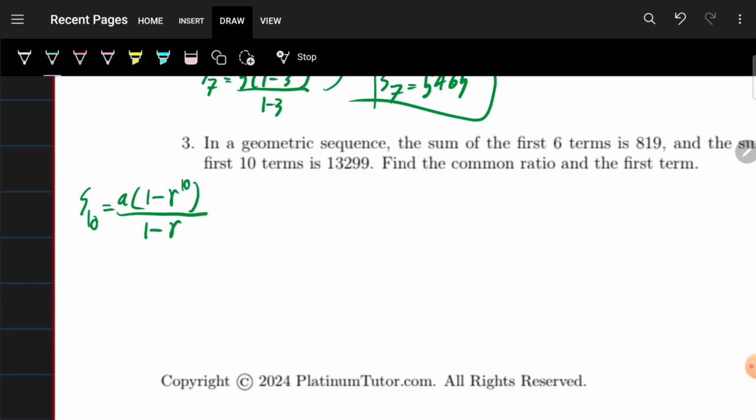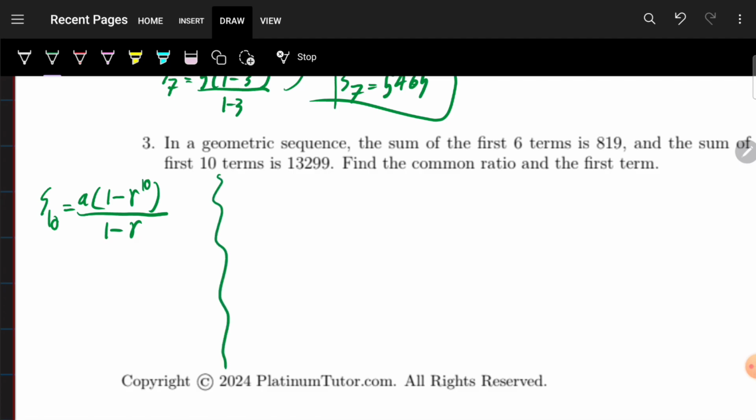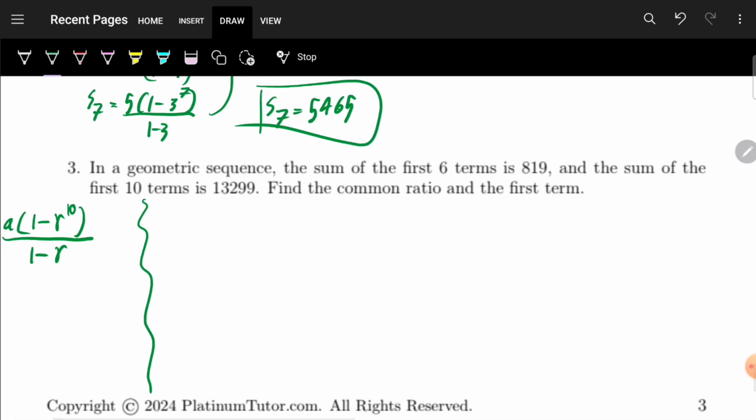Okay, so we don't know A or R. We have to solve for A and R. Let's write out some equations. First, I will write out an equation that corresponds to this section. So the sum of the first 6 terms is that. So that means S6 is 819, and that's equal to some first term A times 1 minus some common ratio R to the power of 6 all over 1 minus R.